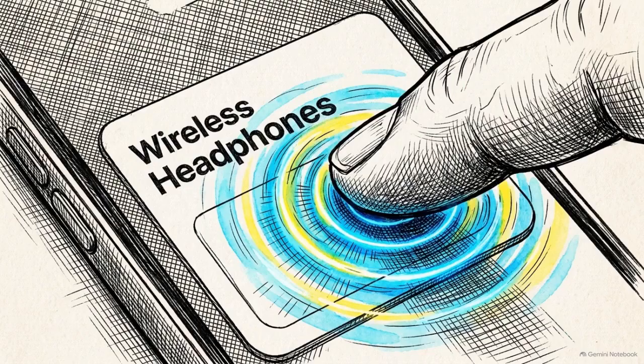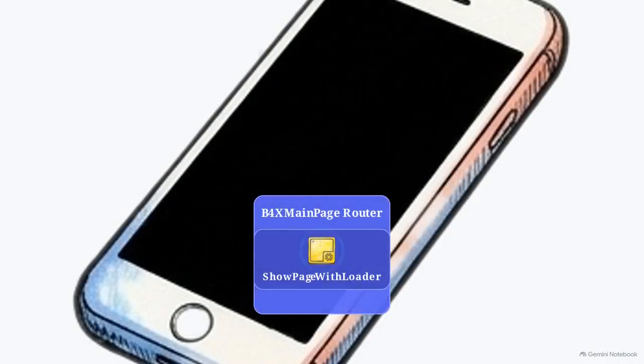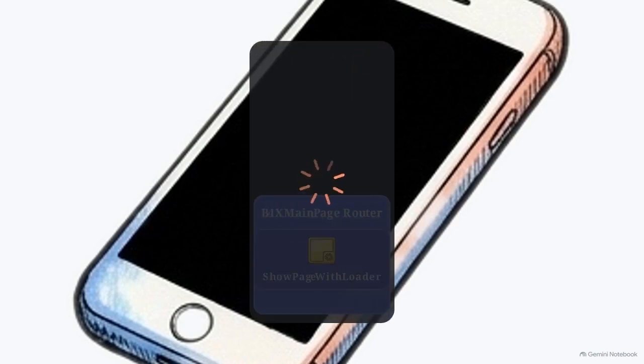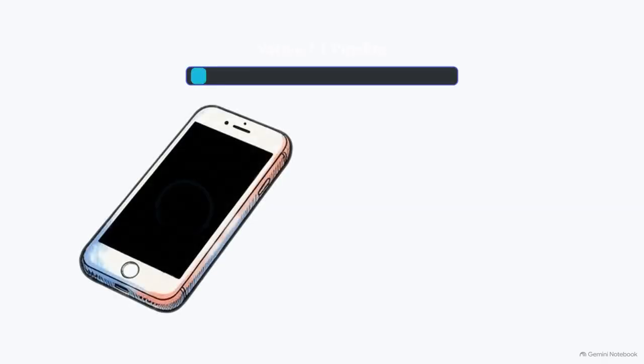We can track the execution path of this architecture when a user taps a product card to open the detail page. The tap event triggers the Show Page with Loader subroutine directly inside the B4X main page router. The router first commands the global app loader to make itself visible on the root parent layout. The code then hits a 150 millisecond sleep function. This briefly yields the main thread, giving the native Android UI pipeline time to render the global loading canvas to the screen before the page generation begins.